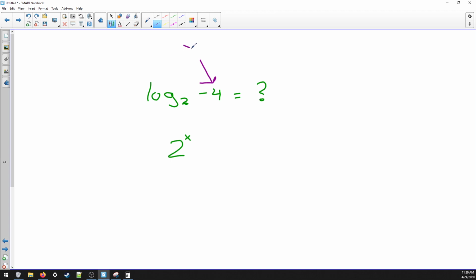So as a summary, this number in any log problem has to be greater than 0. It cannot even be equal to 0, because you also can't do 2 to some power and make it equal 0. So if this number is negative, that means that number is not good.